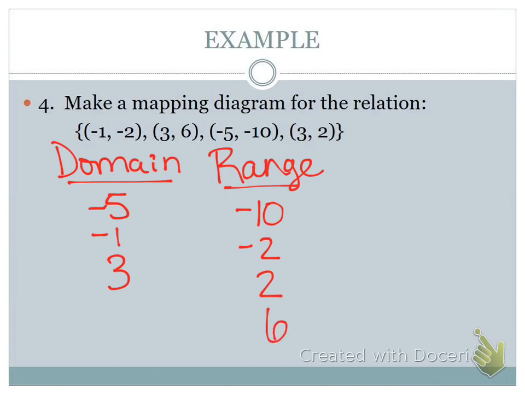Okay, so now we're going to draw a map from the domain to the range. So I'm going to draw an arrow from -5 to its output in the range. Where is its output? -10. So this one happens to just go straight across. What about -1? -2. Again, it's more or less straight across. What about 3? 2 and 6. Okay, so from 3, we've got 2 different arrows. One going to 2, one going to 6.